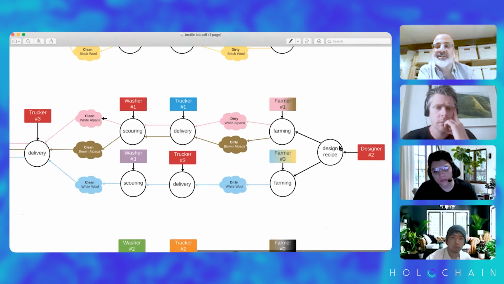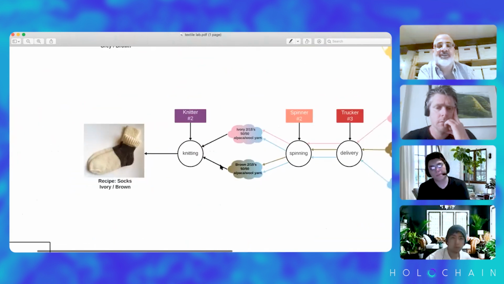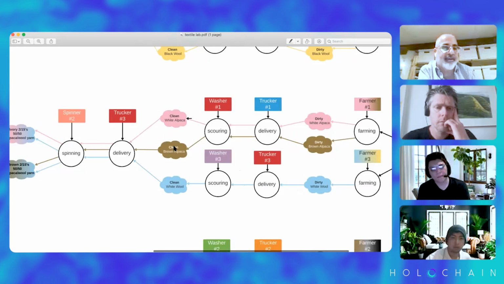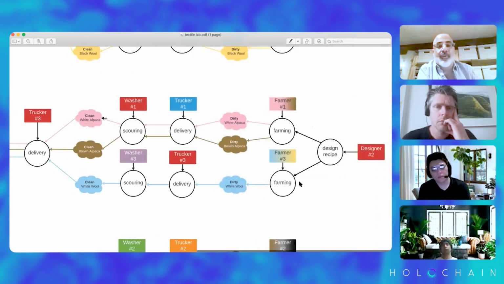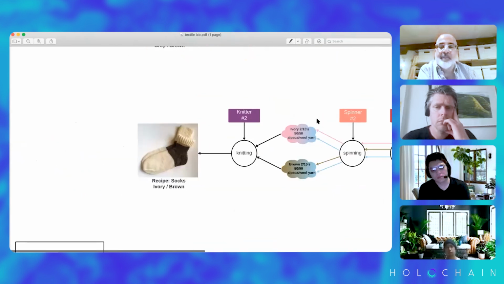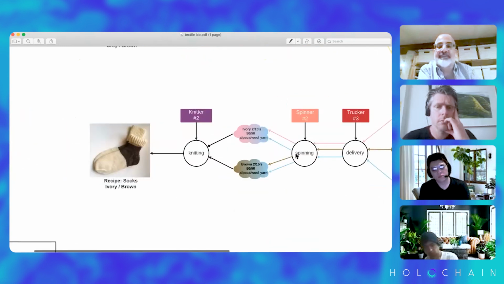So a designer designs a recipe, says, I'd like to make these socks, and these are all the steps I'm going to need to take through this process. While this in itself is decentralizing, because now the designer can make these choices. And whereas in the past, the designer was simply buying yarn and had no idea where it came from. Could have come from anywhere on the planet. So that's really step one. This is a pretty simple chain.